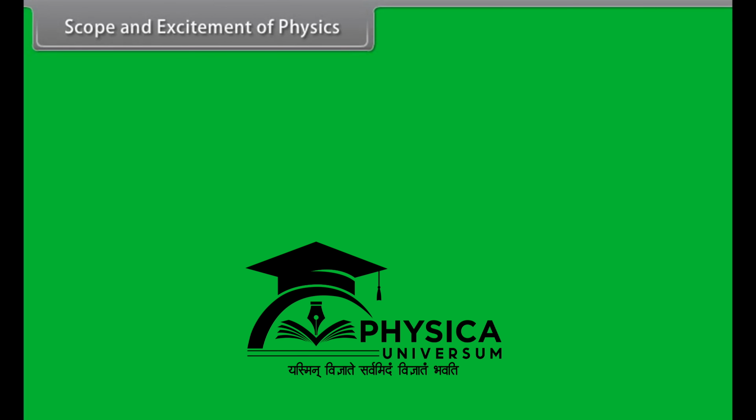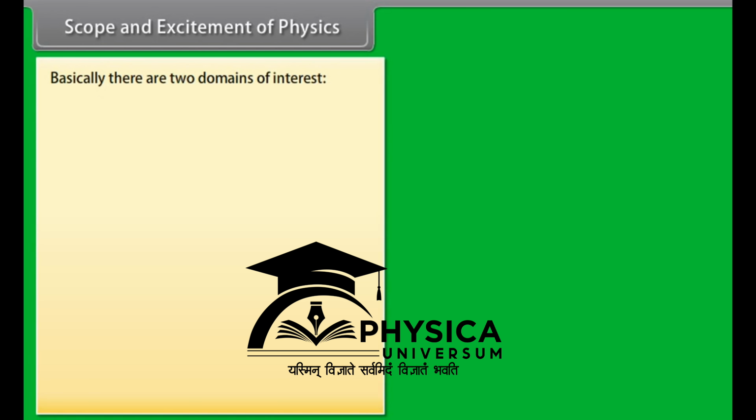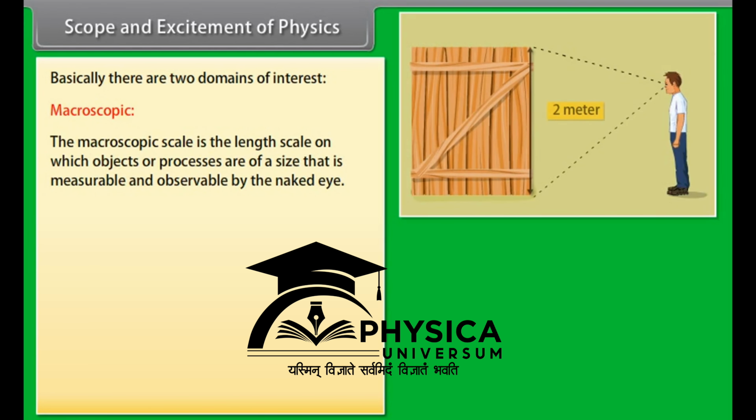Scope and excitement of physics. From a person beginning to walk to communication over thousands of kilometers, physics has very wide scope. Basically, there are 2 domains of interest. The macroscopic scale is the length scale on which objects or processes are of a size that is measurable and observable by the naked eye.